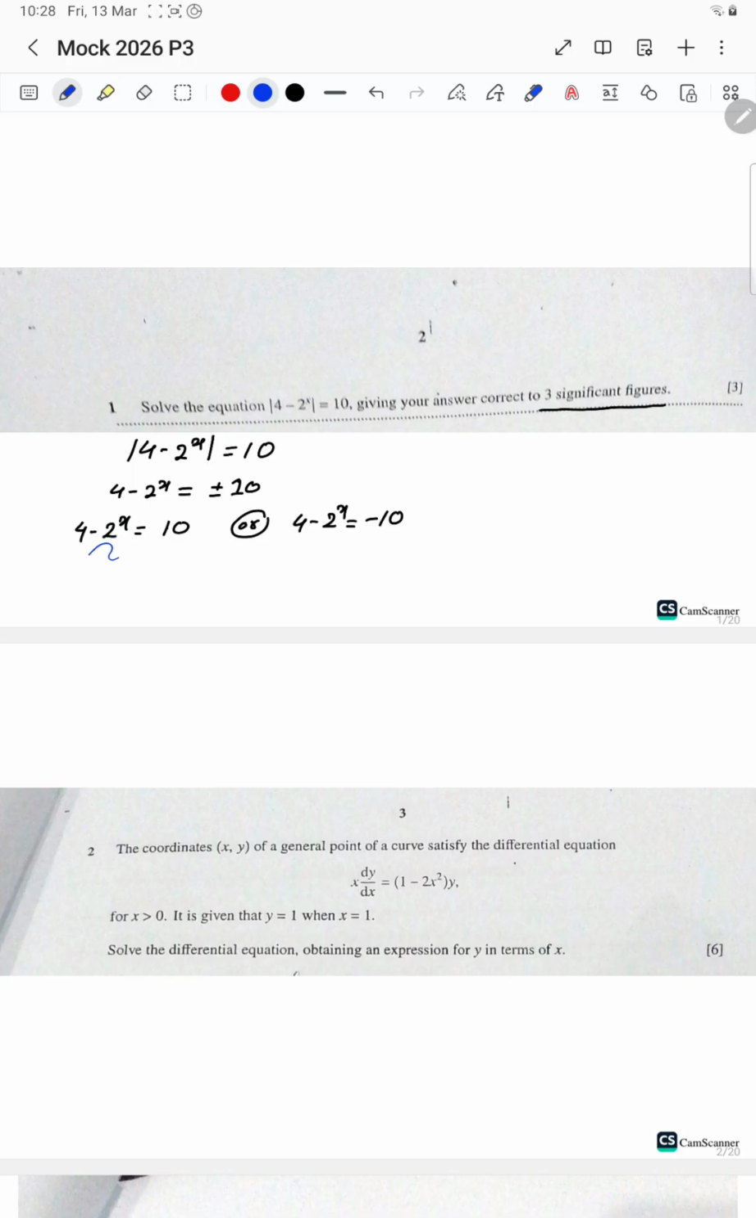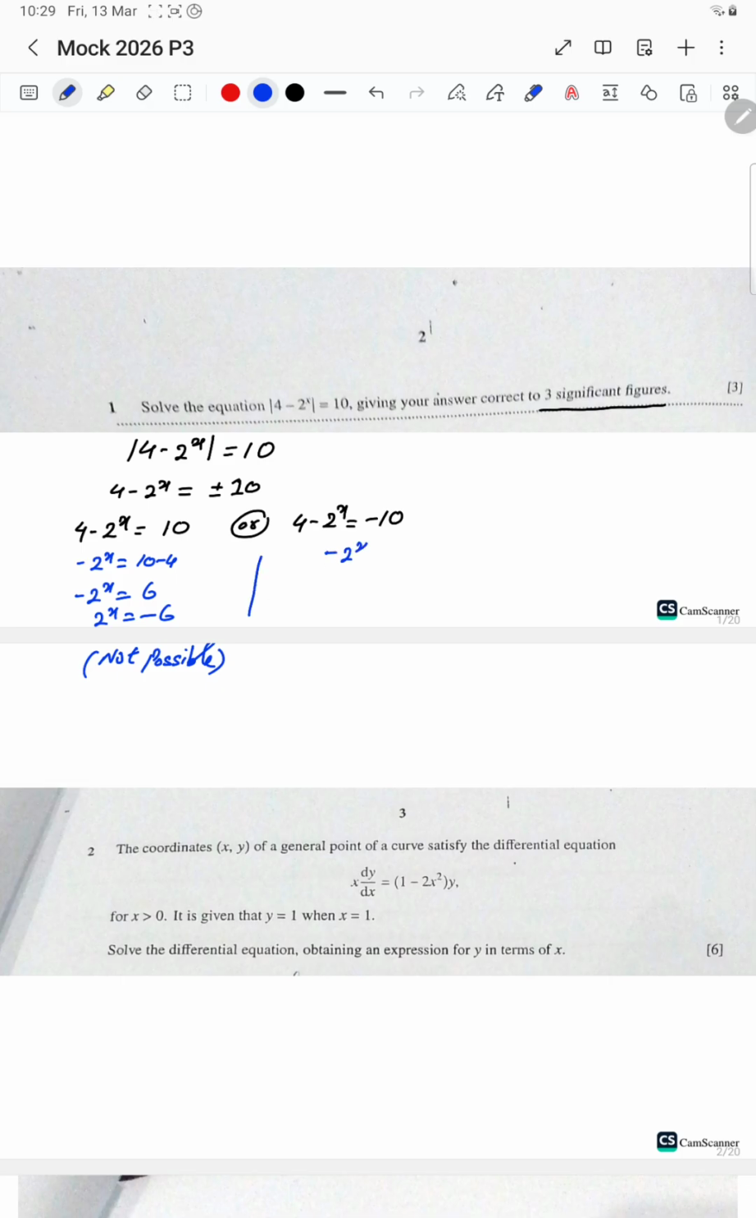When you take this, minus 2 power x is equal to 10 minus 4, that goes to minus 2 power x is equal to 6. So 2 power x is equal to minus 6. If you take log, the log function of a negative number is not acceptable. So it's not possible here to solve this at this level. So we will go for the next option.